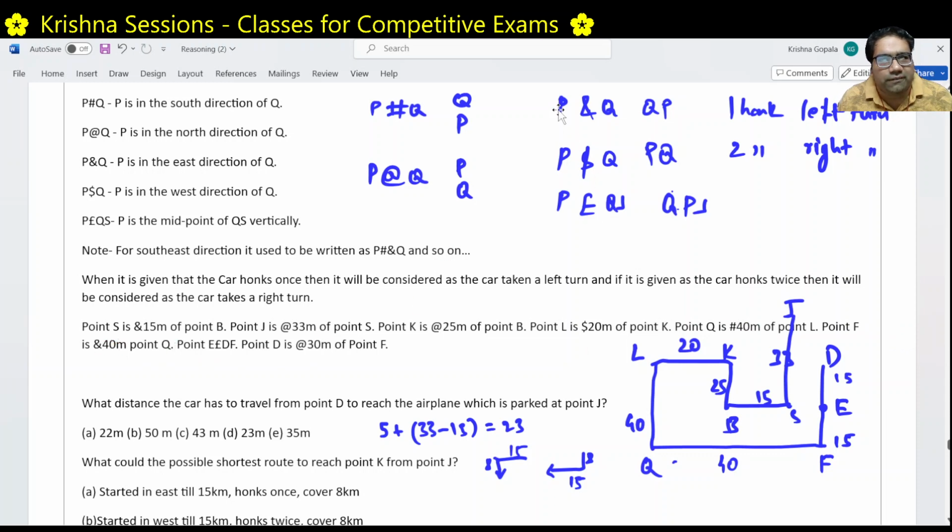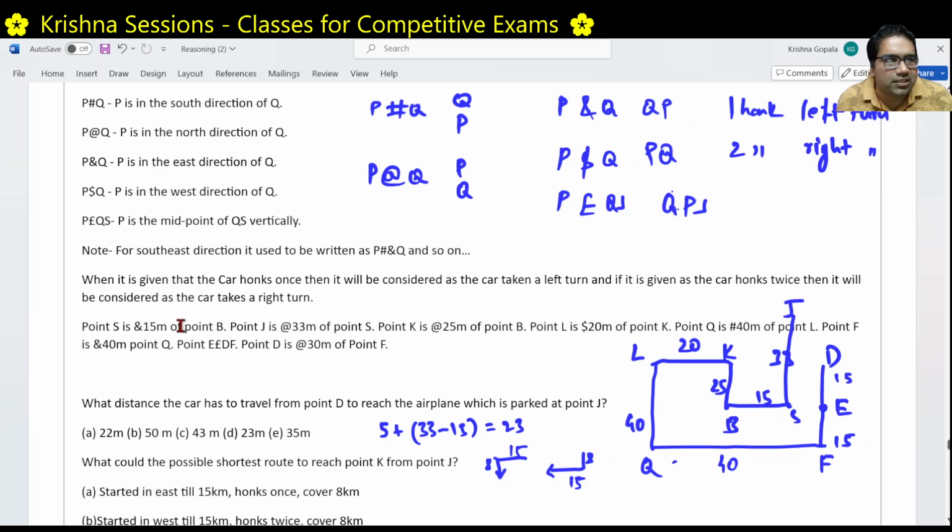F and Q means F is right of Q. F is 40 right of Q. E is the midpoint of DF. Before that we have to find what D is. D at the rate F means D is above F, 30. And E is the midpoint of D and F, so 15 and 15. So, this is the diagram.